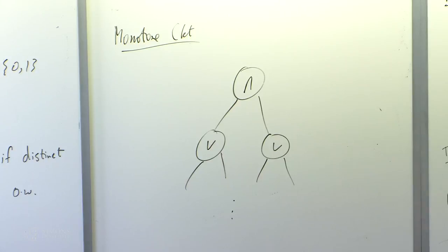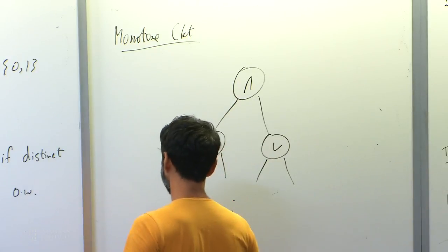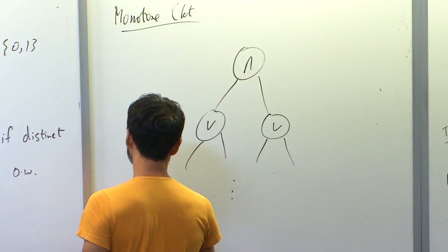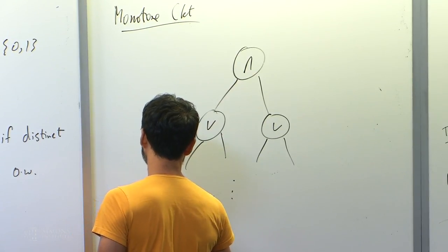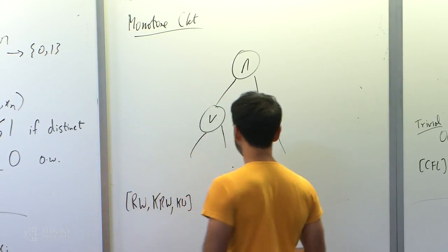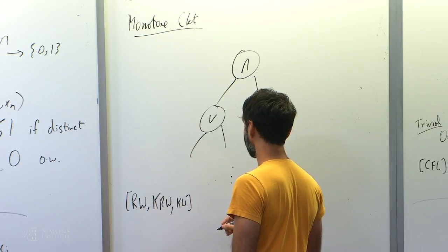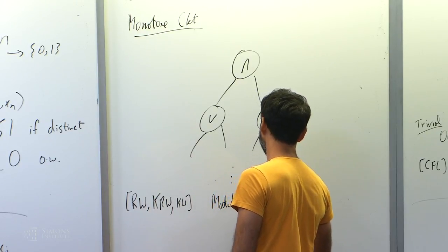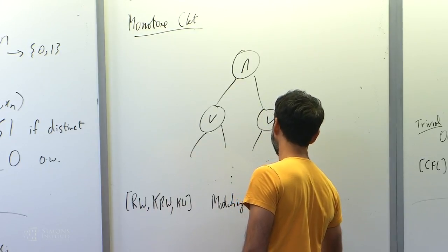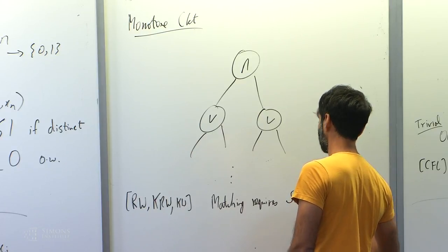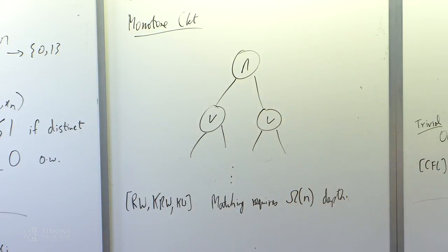And the lower bound I want to prove is a result of Raz and Wigderson, which also builds on work of Karchmer, Raz and Wigderson, and then Karchmer and Wigderson. And what they prove is that matching requires omega n depth in this model. So I'll say what that means.